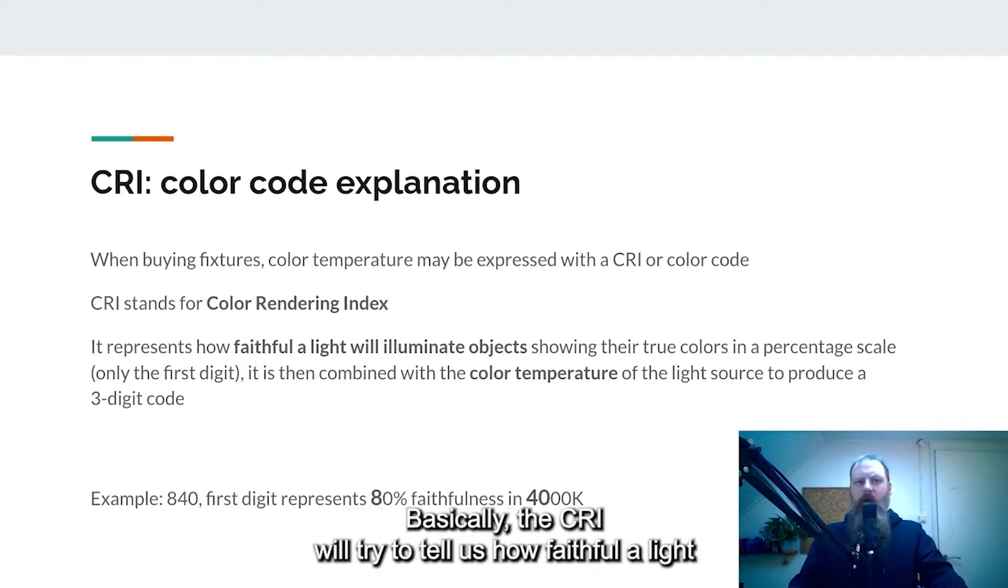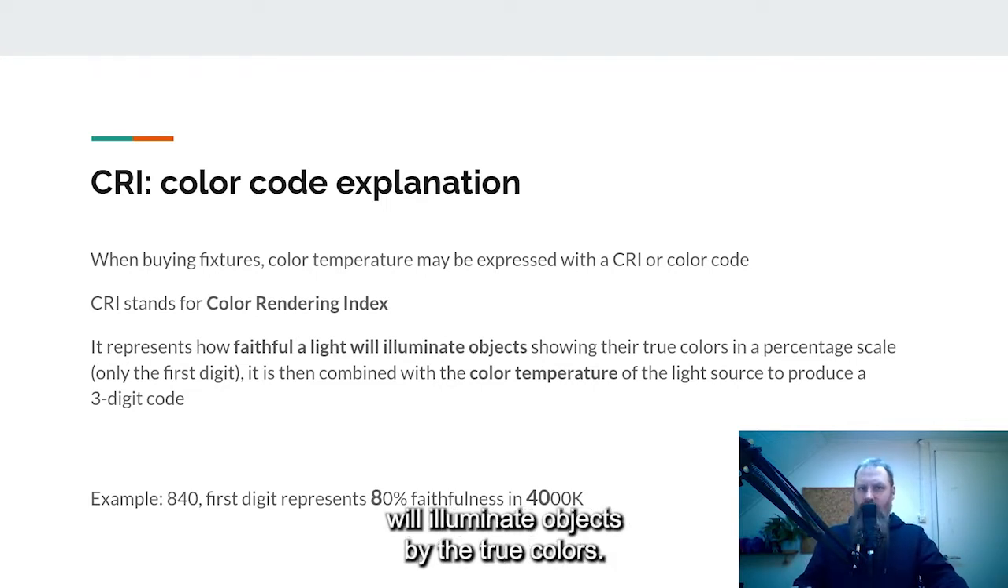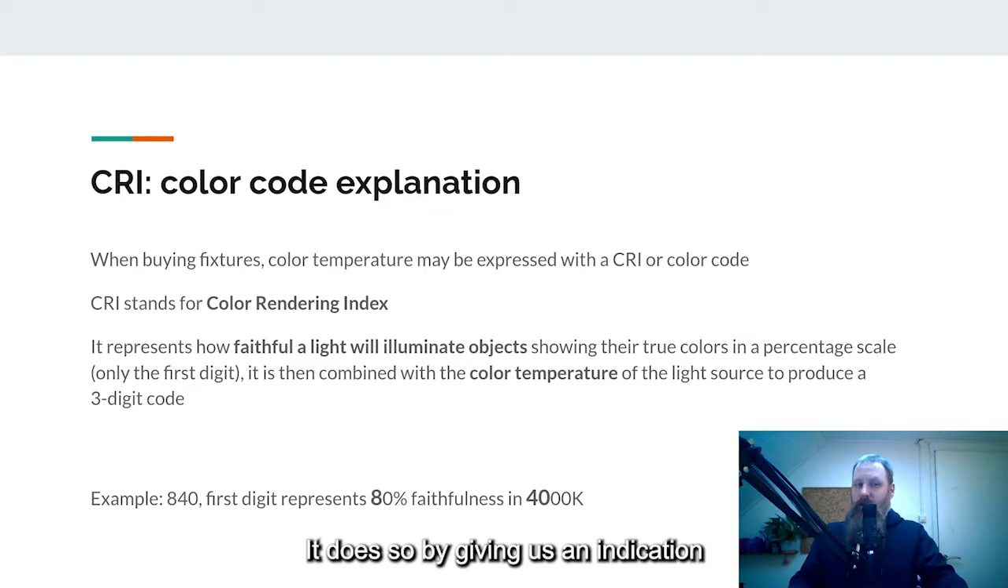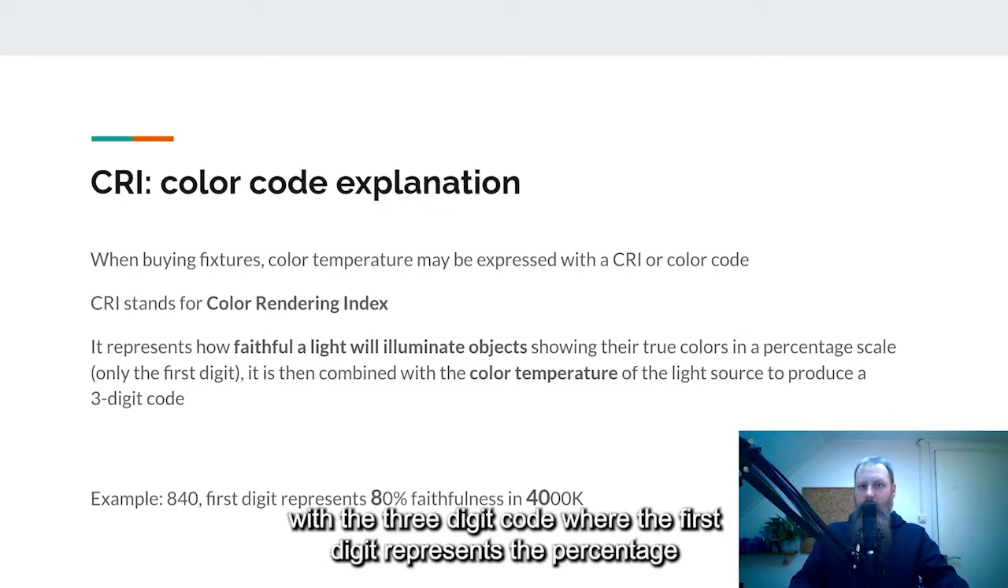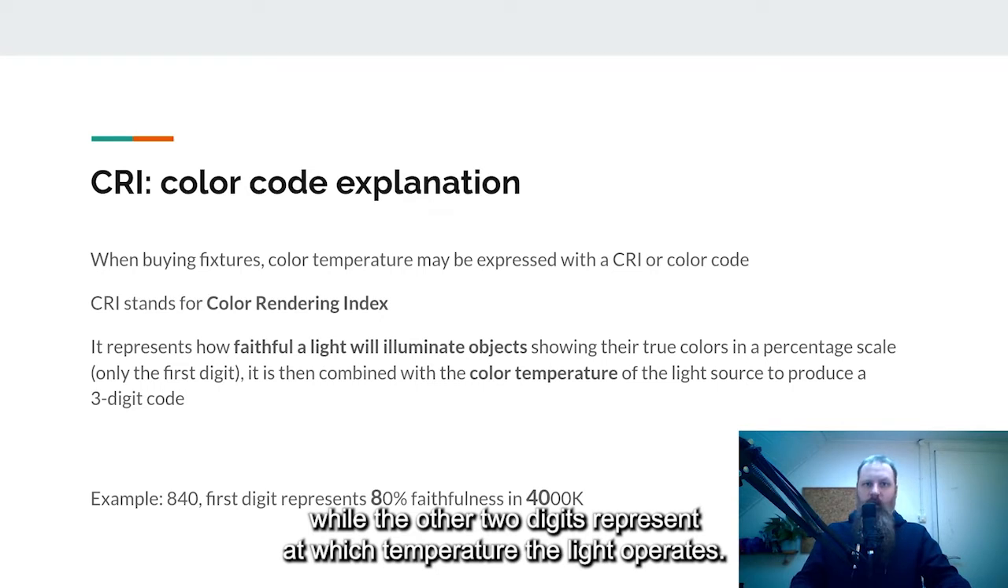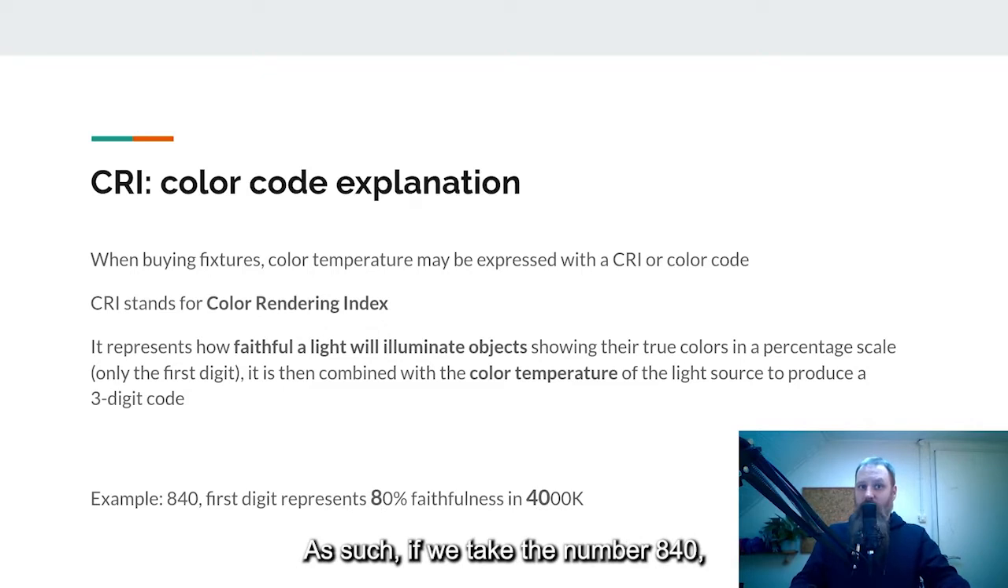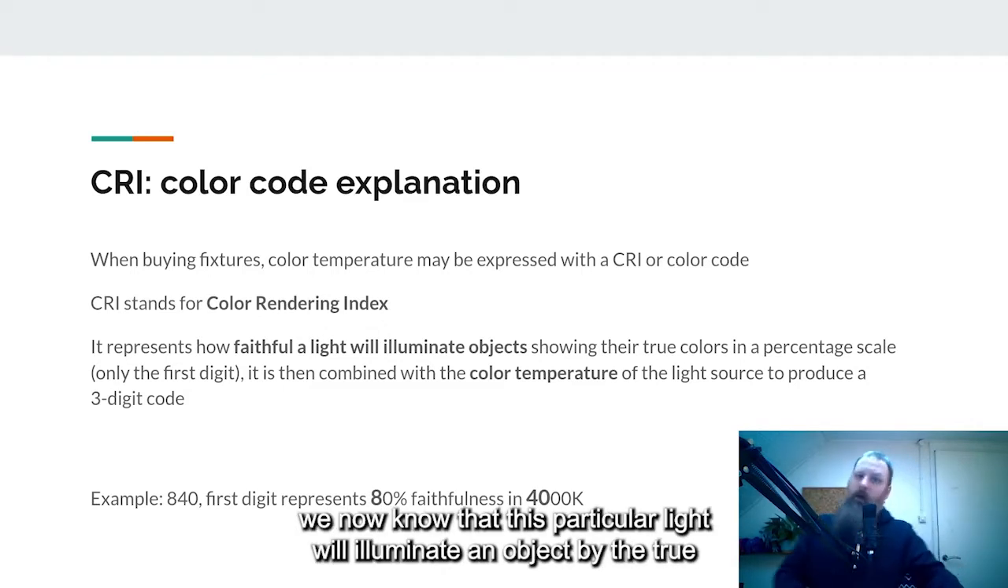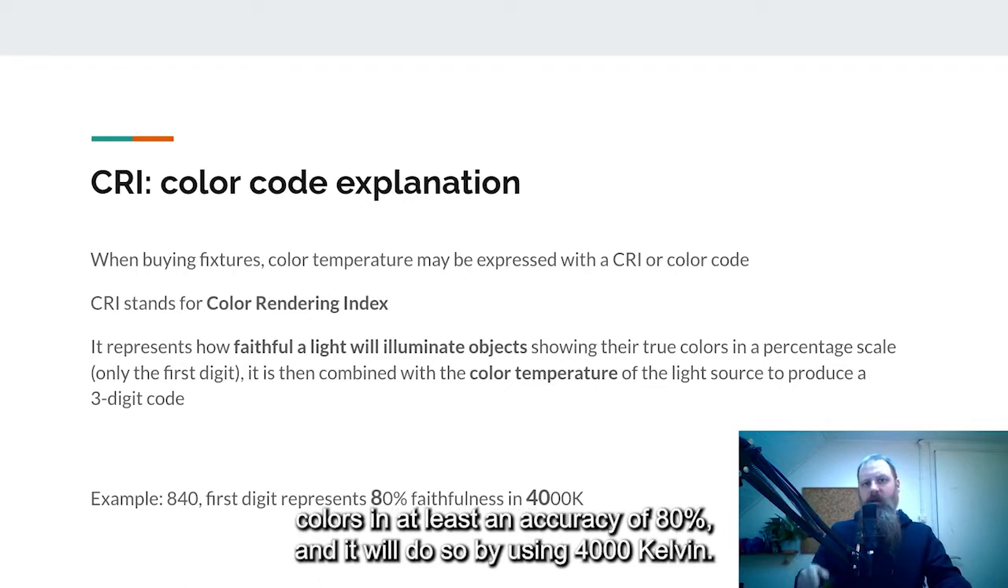Basically, the CRI will try to tell us how faithful a light will illuminate objects by their true colors. It does so by giving us an indication with a 3-digit code, where the first digit represents the percentage in which the light is able to reproduce the true colors, while the other 2 digits represent at which temperature the light operates. As such, if we take the number 840, we now know that this particular light will illuminate an object by the true colors in at least an accuracy of 80%, and it will do so by using 4000 Kelvin.